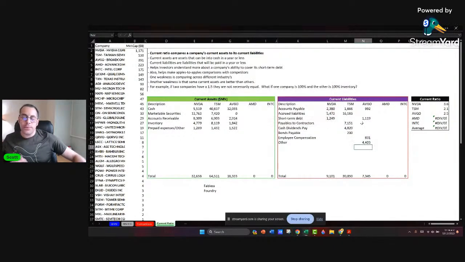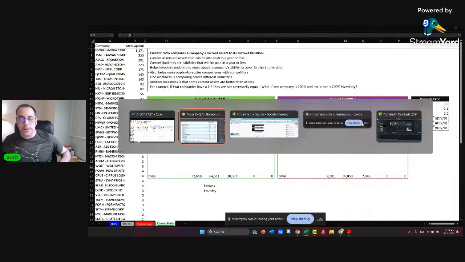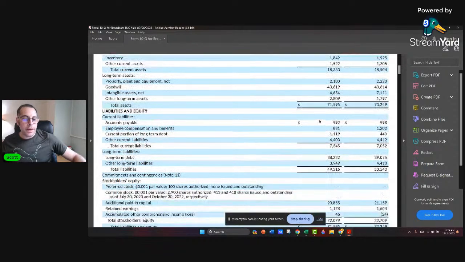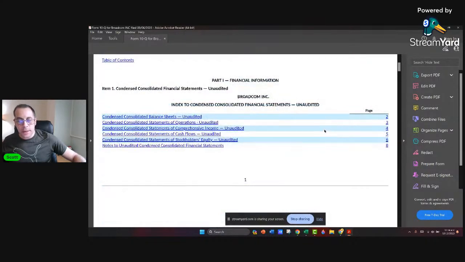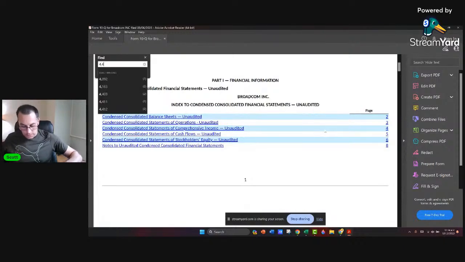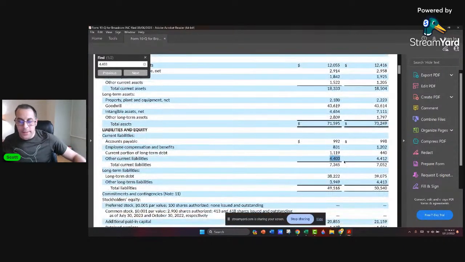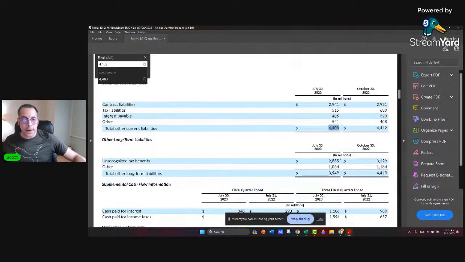I mean, Broadcom is a pretty good company, but I wouldn't be questioning their ethics. But with other companies, I might be like, whoa, what is that? That's a big number, 4.4 billion, and that's most of their current liabilities, and it's under other, so we have no information. So let's just look at it.